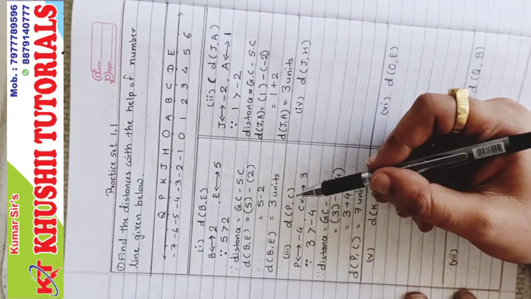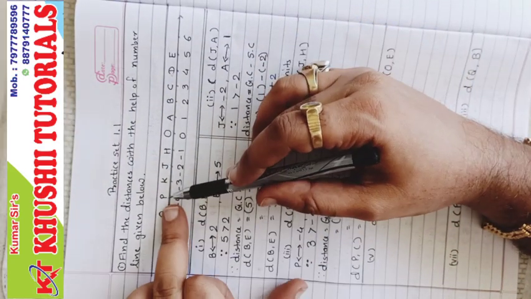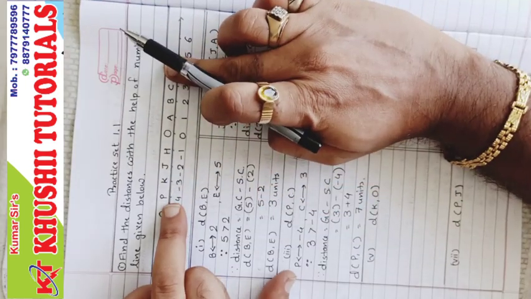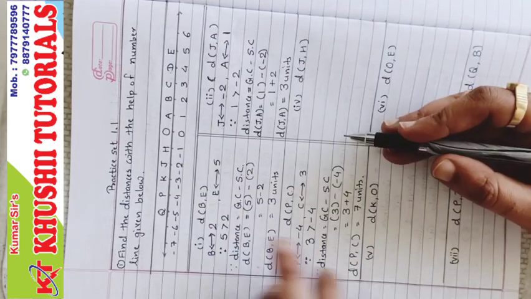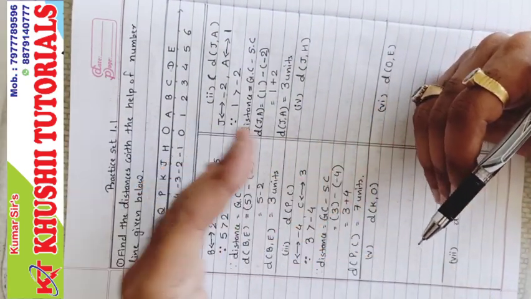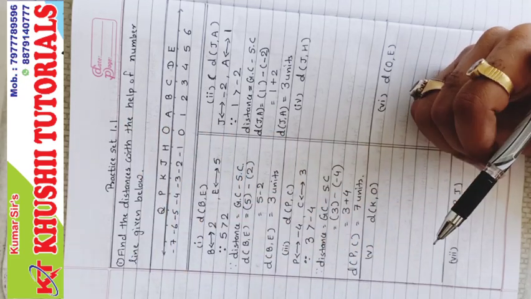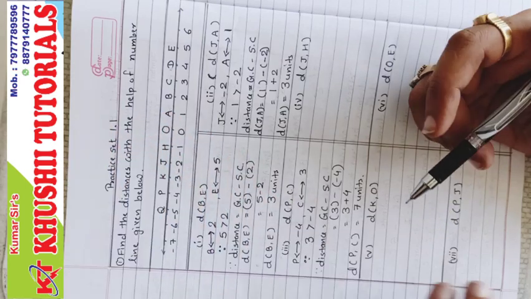If they ask what is the distance of C comma P, it's common sense. If the distance from P comma C is 7, then definitely from C comma P is also 7. Am I right? Because the distance between two walls in your house, from A wall to B wall, if it is 5 meters, then from B wall to A wall will definitely be 5 meters only.